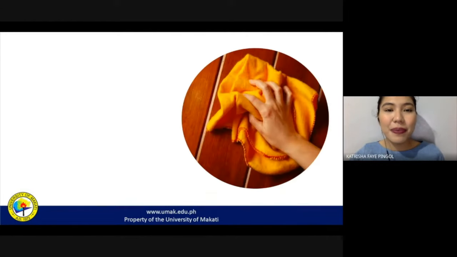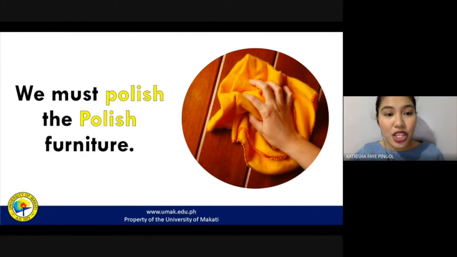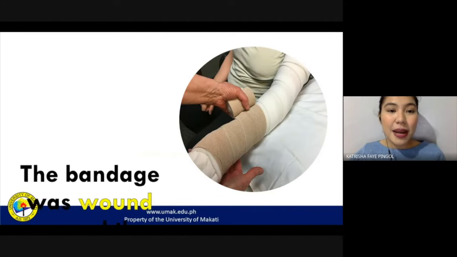So take for example this one. We must polish the Polish furniture. Okay, so the first word, polish, simply refers to wiping it down, making it clean, making it presentable, all right? Whereas the second word, which is capitalized, Polish, simply describes furniture that came from Poland, the country Poland. So this one is a great example of homographs. Another example is this one.